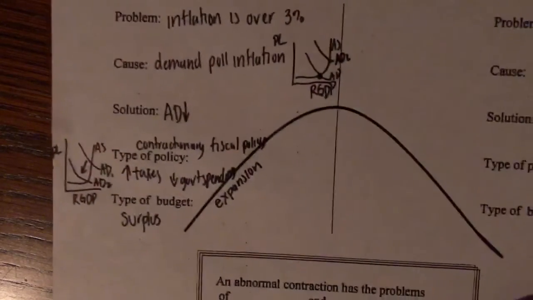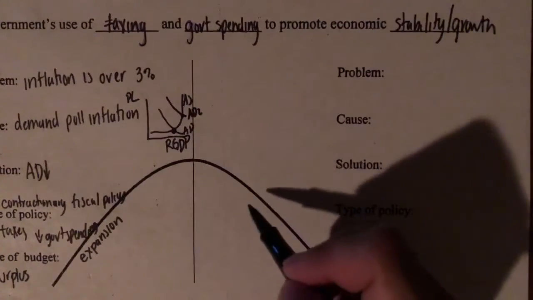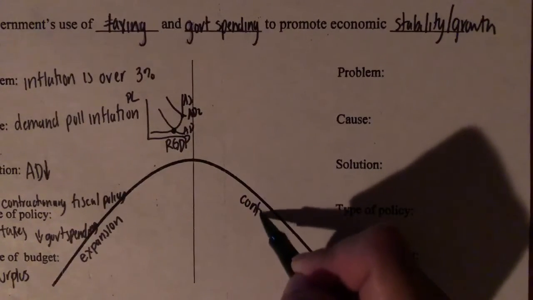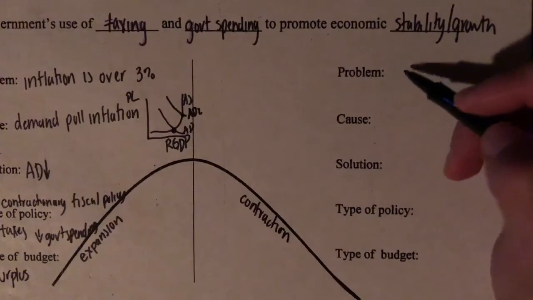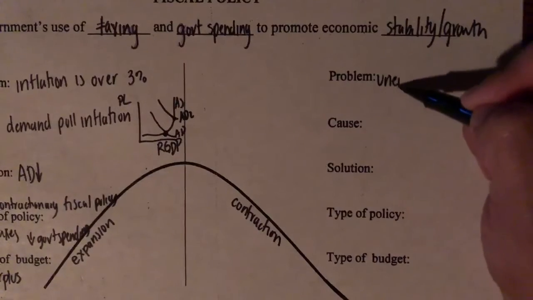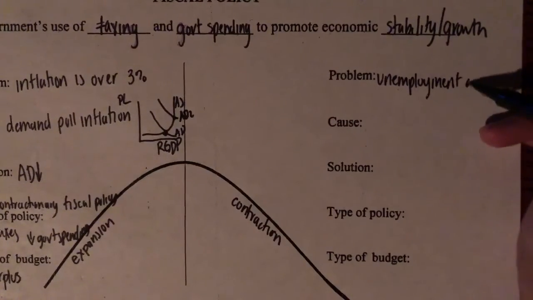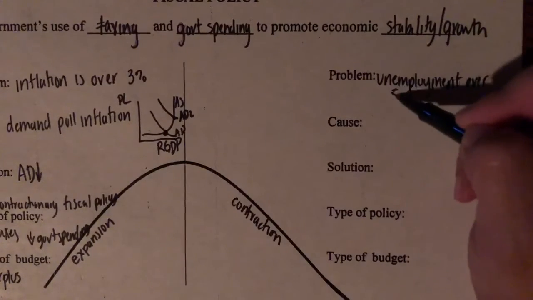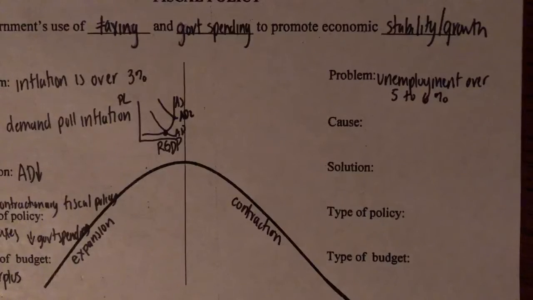So what we're going to look at is over here on this phase of the business cycle. We know this phase is a contraction. And the problem in a contraction is that we have unemployment over 5 to 6%. Currently today, they're saying our unemployment rate because of COVID-19 is about 20%.